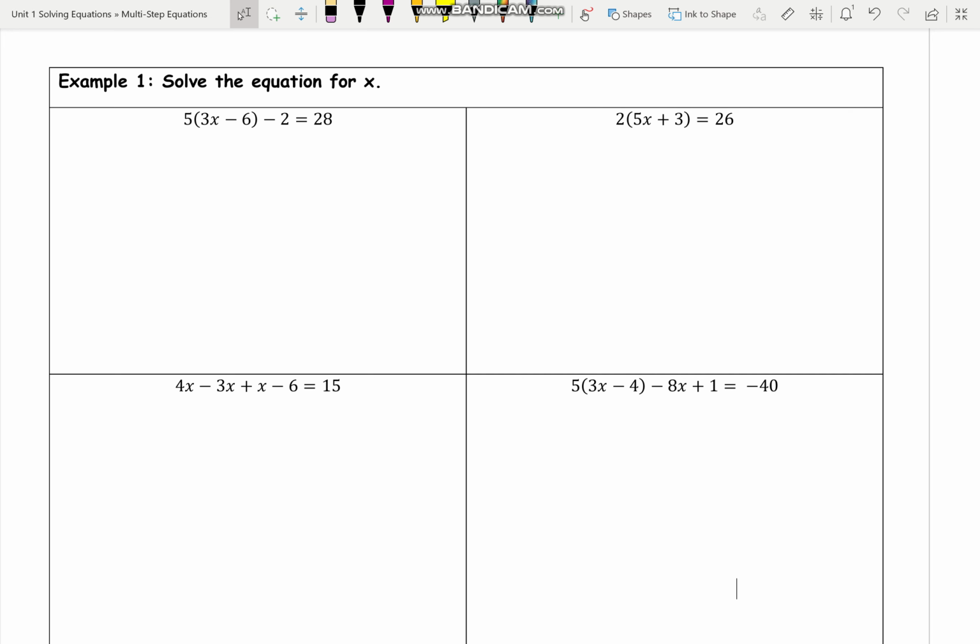Today we're going to look at four multi-step equations, which is generally in the beginning of the first chapter of any algebra course. So we are going to be using the properties of distributing and also the properties of combining like terms to isolate our X.